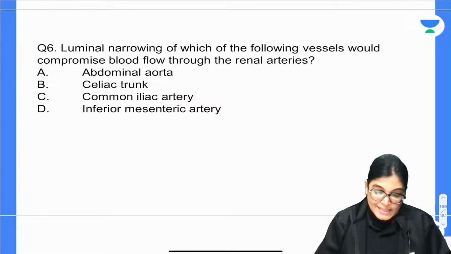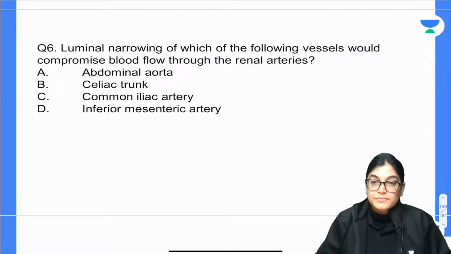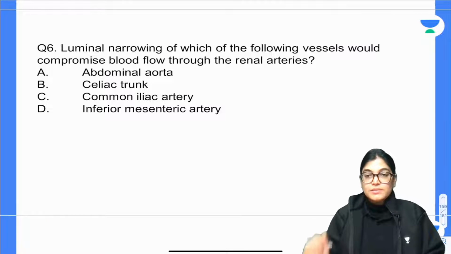Siddhesh is telling D is the correct answer. So Siddhesh is coming up with D as the correct answer. Let me just see whether it is correct or not. What about others?